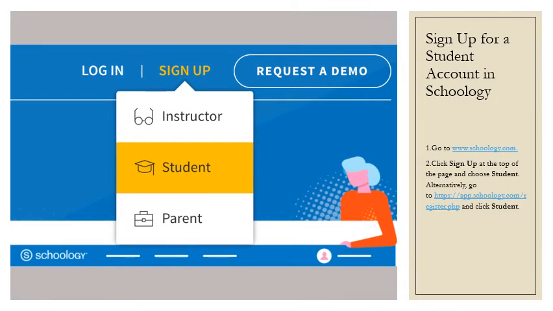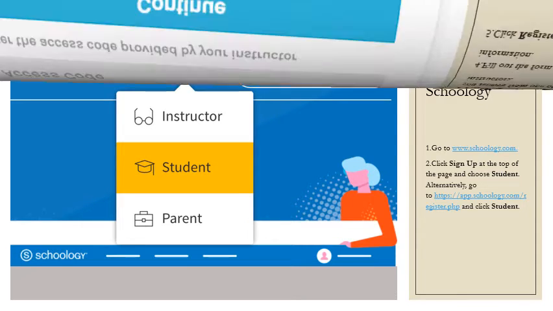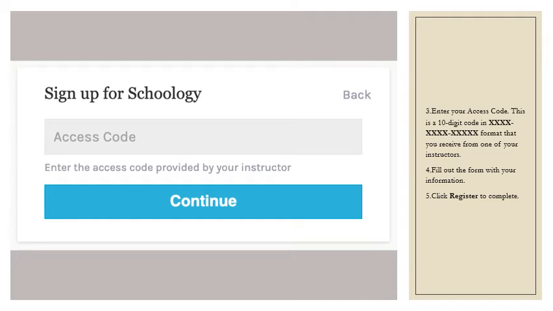Now, let's move to making an account for students. The first step is you need to go to www.schoology.com and then click Sign Up at the top of the page and choose Student. After that, you need to enter your access code that you have received from one of your instructors or teachers. And then you need to fill out the form with your information. To finish, you need to click Register to complete these steps.